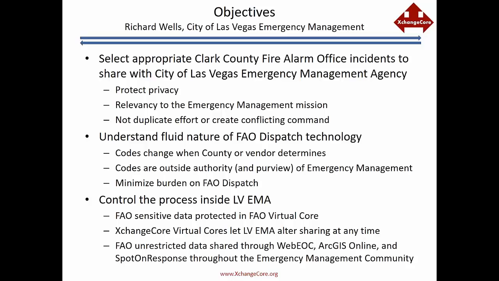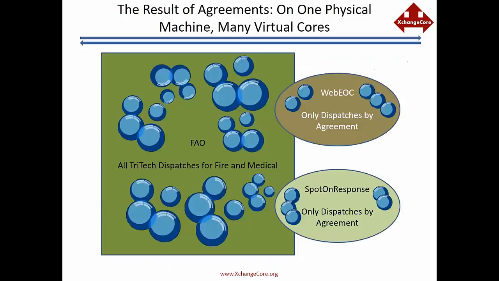And the way they did that was to create a virtual core that let Las Vegas Emergency Management get control over what gets shared, to provide data that could be shared in an unrestricted format to anybody that emergency management wanted to, and allow the fire office to only provide information they wanted shared, with emergency management selectively sharing that information to different applications.